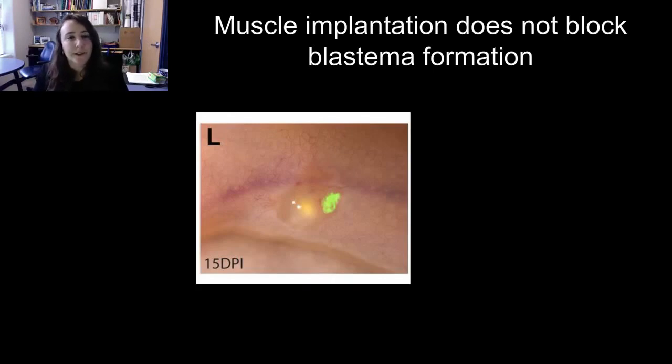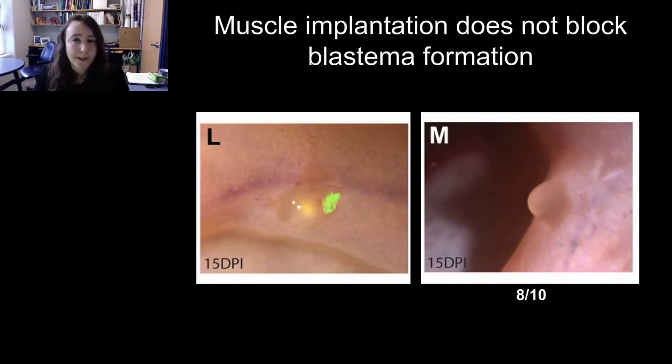So we implanted muscle into the limb site instead, and we saw that muscle implantation did not block blastema formation. In fact, we saw very lovely blastemas when we implanted this foreign muscle tissue. So it clearly isn't simply the result of other living tissue being present at the wound site. It's something that is at least moderately nerve-specific.